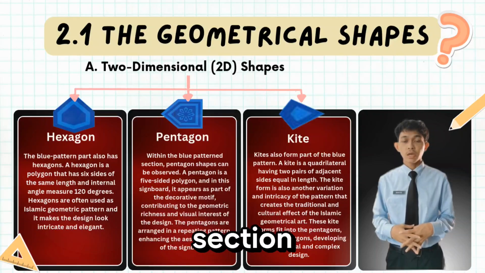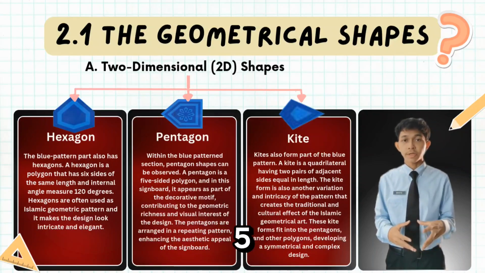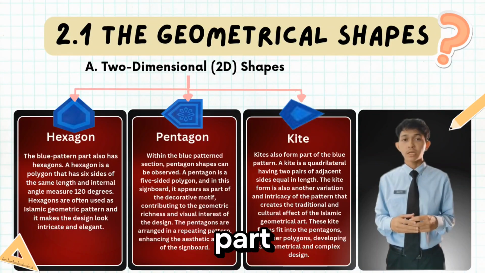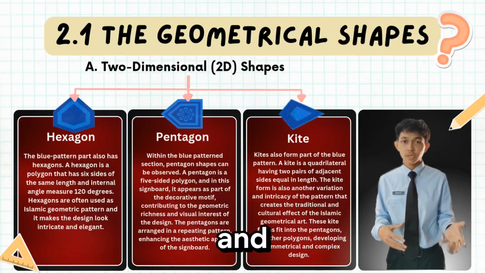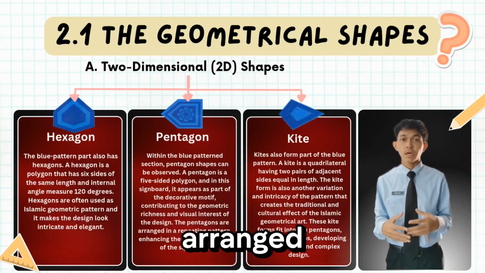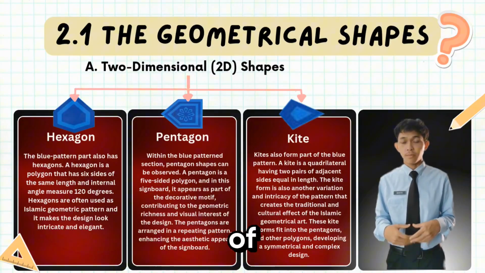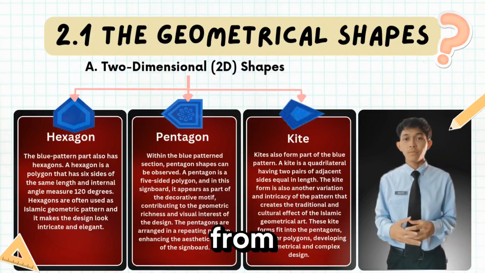Within the blue pattern section, a pentagon shape can be observed. A pentagon is a 5-sided polygon and in this signboard it appears as part of the decorative motif, contributing to the geometric richness and visual interest of the design. The pentagons are arranged in a repeating pattern, enhancing the aesthetic appeal of the signboard. Next, a kite also forms part of the blue pattern.